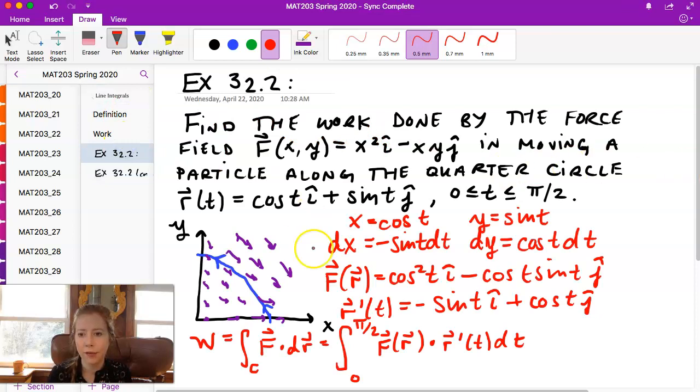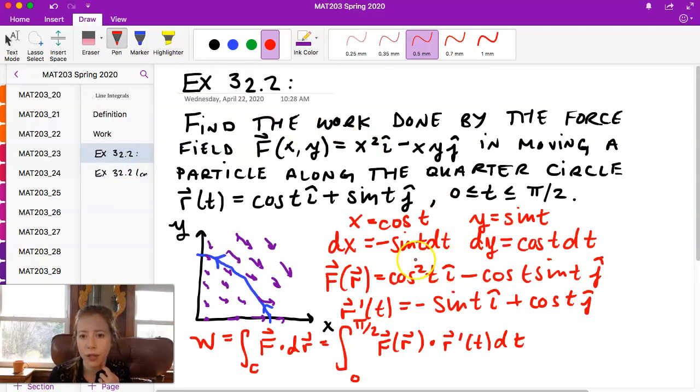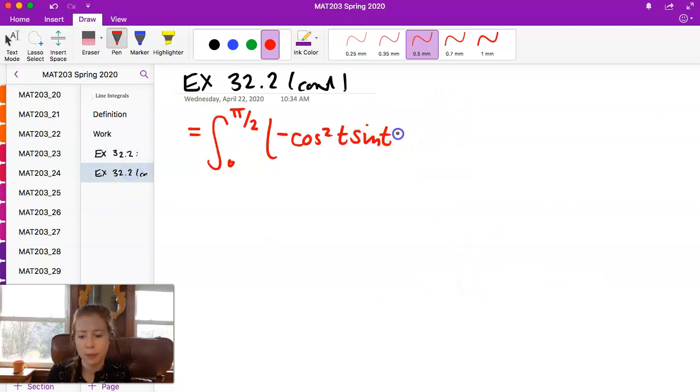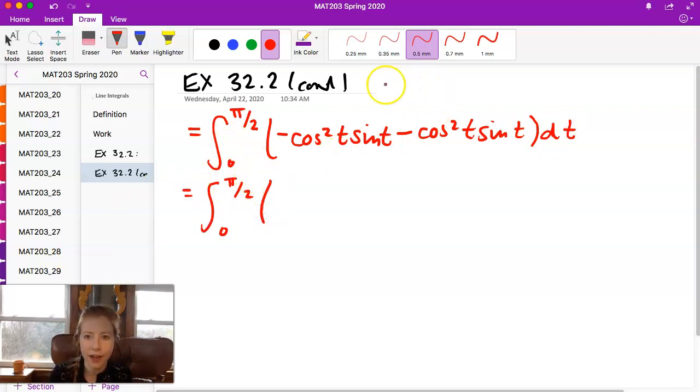And then we're going to look at the j hat component, the y component. That's going to be cosine t sine t times cosine t, and there's a minus sign in there. So that's going to be minus cosine squared t sine t dt. So this is going to be simplified as minus 2 cosine squared t sine t. Okay, just adding these together.